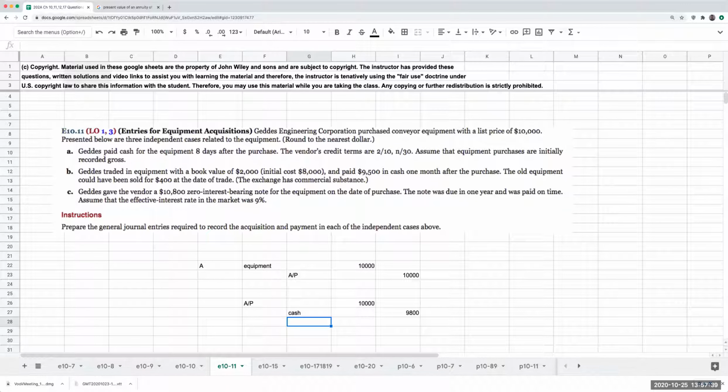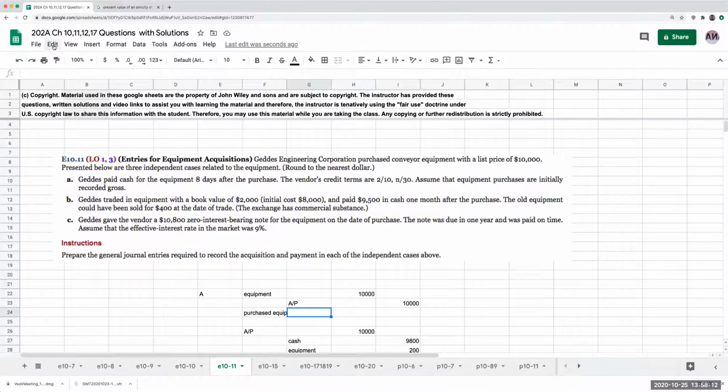Now, when we go over here, what is going to be the credit? The credit is going to be to equipment for 200. We're going to reduce the carrying amount of the equipment for the discount. So that's how we go through and complete letter A. Again, purchased equipment on account, paid for equipment. So that is letter A. Let's now take a look at letter B.